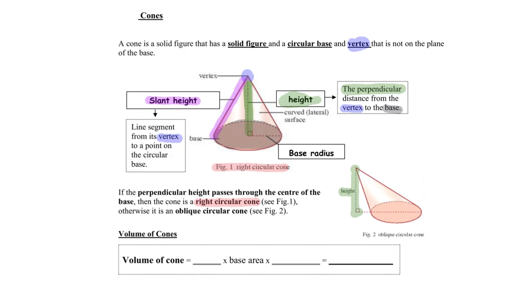And so, since we already know the volume of a pyramid, we could actually extend that knowledge to the cone. So the volume of a cone is simply 1/3 times the base area, in this case a circle, times the perpendicular height.